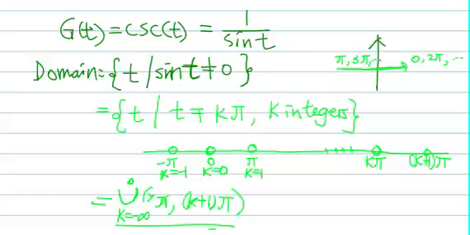And that happens when the angle in standard position is equal to 0, or pi, or 2 pi, or 3 pi, and so on. Thus, the domain equals the set of t such that t cannot equal k pi, where k is any integer.